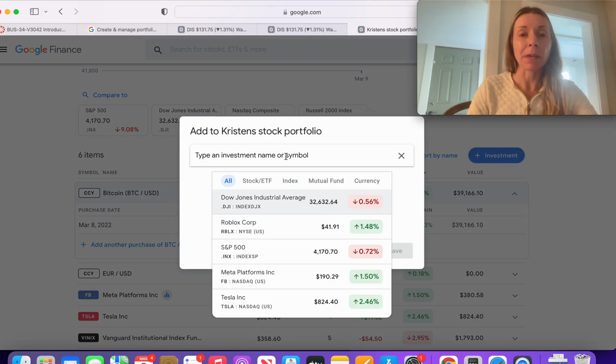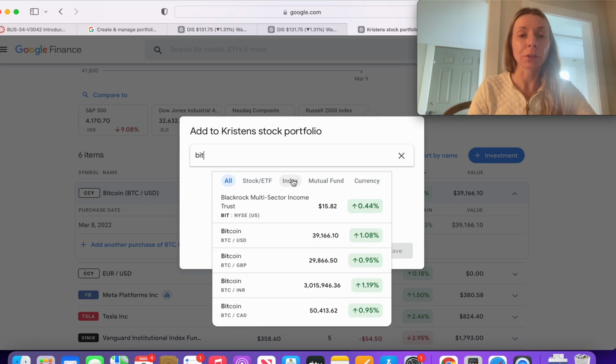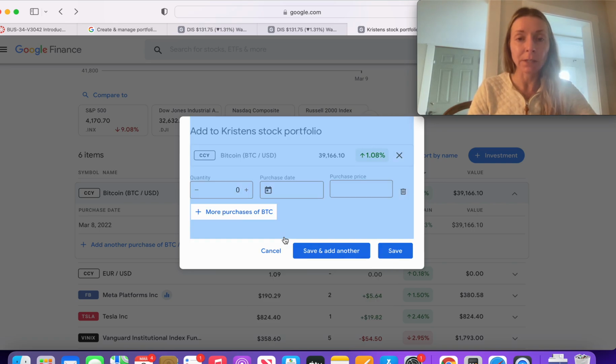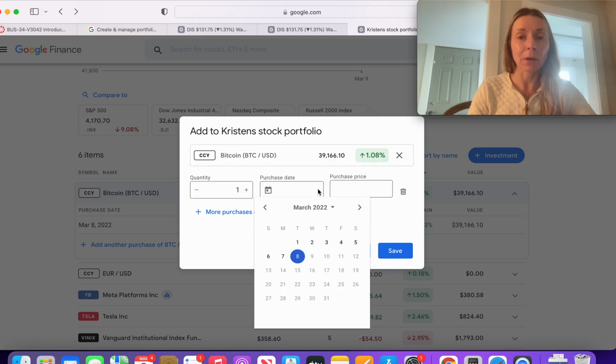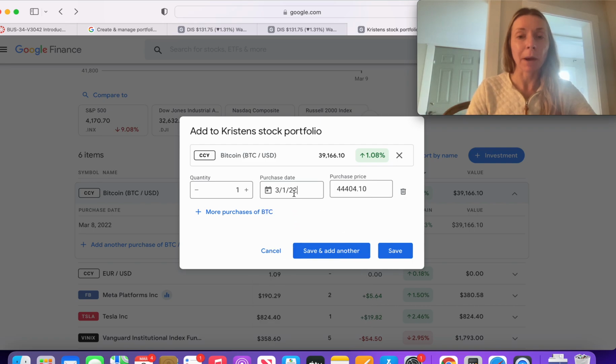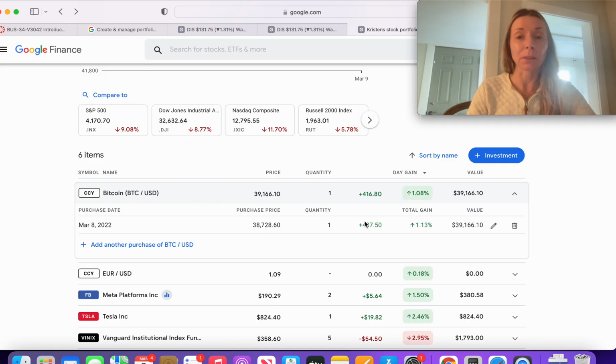So maybe I bought Bitcoin. I'll show you how I did it. So Bitcoin in dollars, and I want to purchase some Bitcoin, and I want to buy it as of, oh, it's only letting me buy it as of certain dates. And then it's telling me what the price is there. And then I can save it and I can add it into my portfolio.